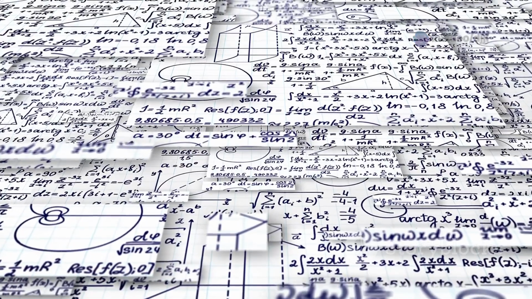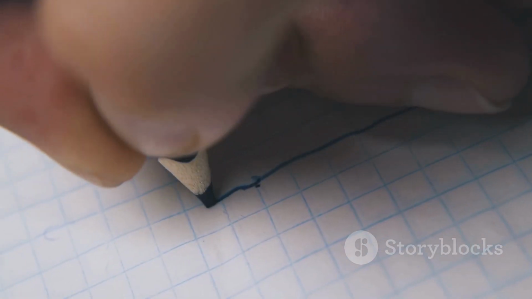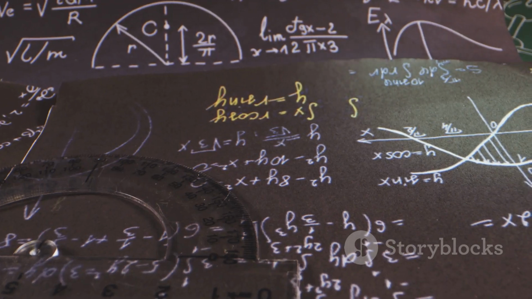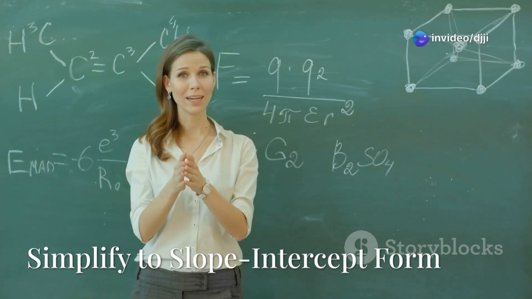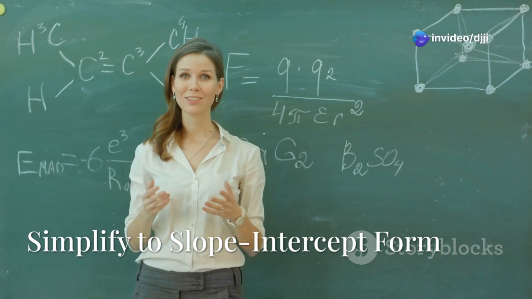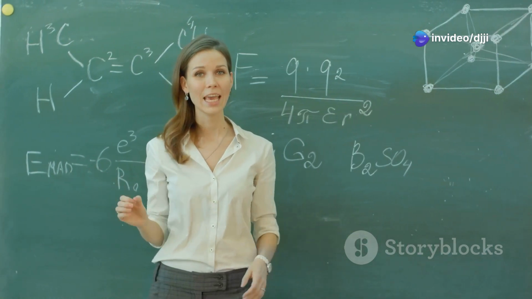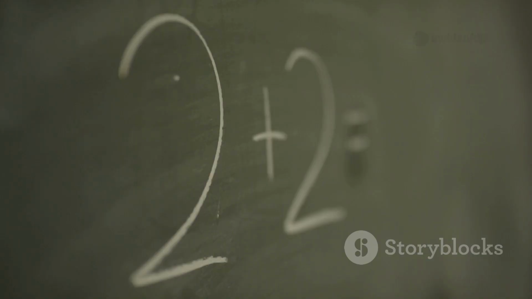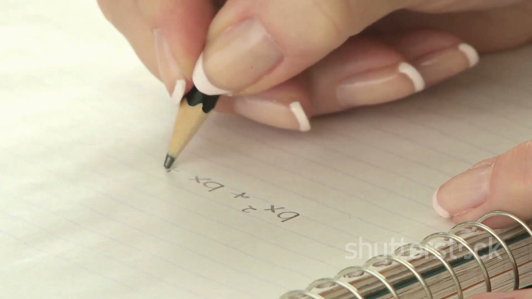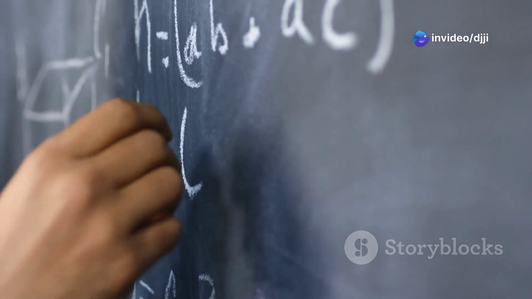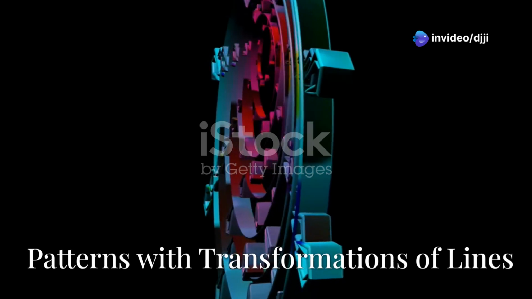Next, we use the point-slope form of the equation. Let's use the point 2, 5. The equation is y minus 5 equals 2 times x minus 2. Now let's simplify to the slope-intercept form. Starting from y minus 5 equals 2x minus 4, we add 5 to both sides to get y equals 2x plus 1. Therefore, the equation of the line is y equals 2x plus 1.